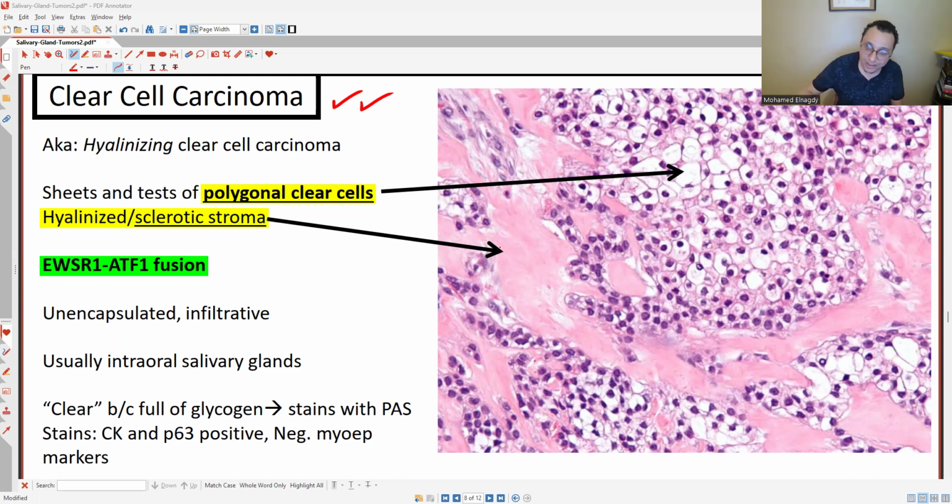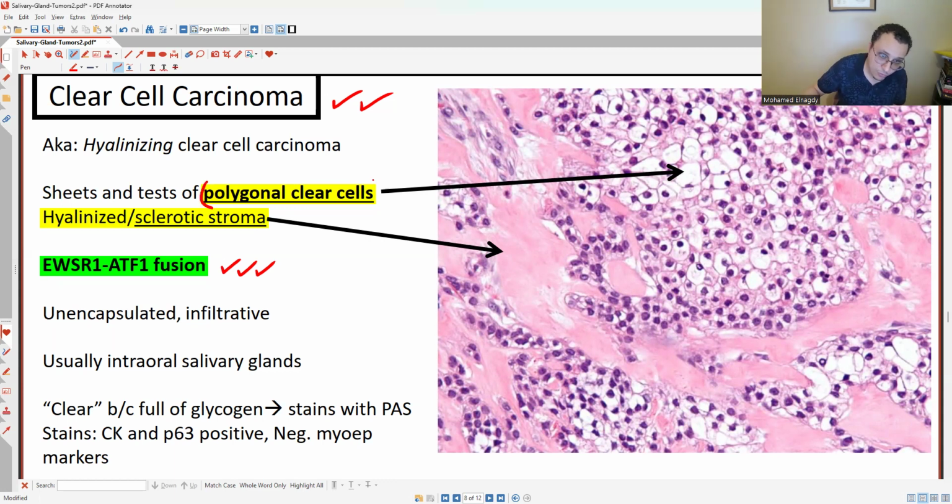However, you don't have these classic stains here. However, you have an important fusion for some reason in the clear cell salivary gland carcinoma, which is EWSR1-ATF1. EWSR1, I believe, is there in Ewing sarcoma, right? If I'm not mistaken. EWSR1 is there also in Ewing sarcoma. Okay, that's EWSR1-ATF1, like EWSR1 like Ewing sarcoma. However, that's in the clear cell carcinoma of the salivary gland.